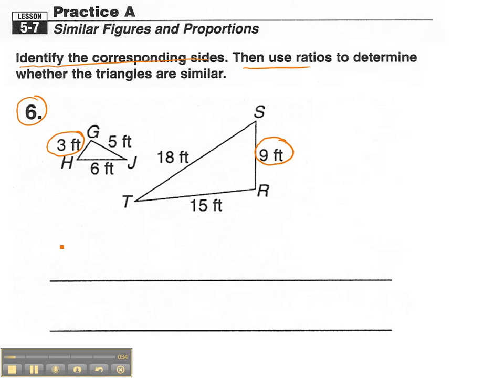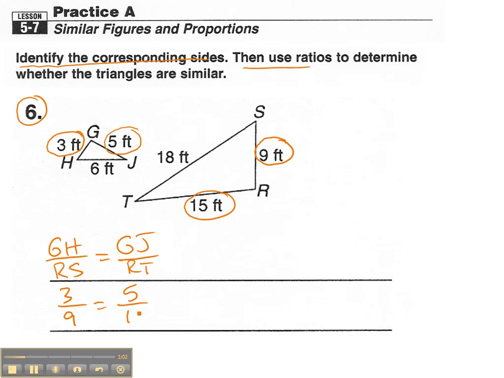So we have side GH corresponding to side RS, and the lengths of those sides are 3 feet to 9 feet. If they're truly similar, then the medium size side of the smaller triangle should correspond to the medium sized side of the larger triangle. So we have side GJ corresponding to side RT, and the lengths of those sides are 5 to 15. Finally, the longest side of the small triangle, side HJ, corresponds to the longest side of the larger triangle, side ST, so 6 feet to 18 feet.